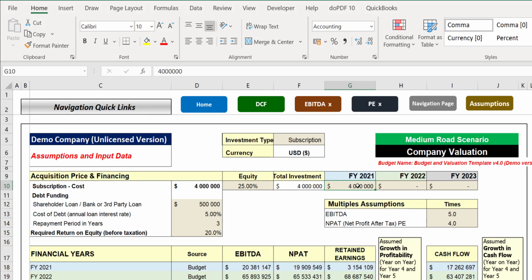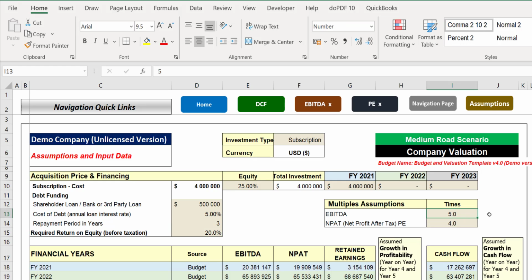In this example, we've said of the $4 million, the investor will put in $3.5 million as equity, and he will put in $500,000 as a loan. You can then decide what interest rate you'll be paying on that loan, if there's any interest, and over what period this loan would have to be repaid. And then investors always look at a return on equity before taxation. So you'd need to understand what return your investor is going to be looking for in order to put the $4 million into the company for the 25% equity.